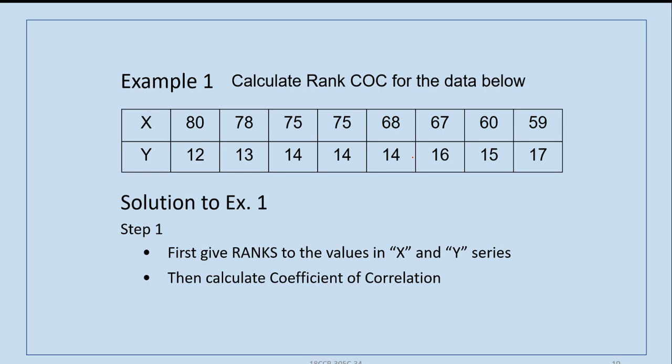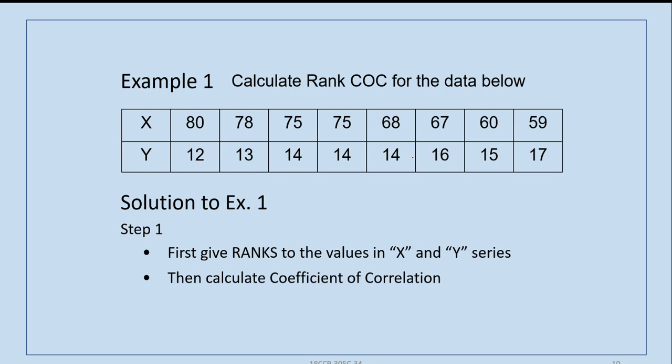So 3, 4, 5 is repeated. The third, fourth and fifth places are repeated, which means we have to take the average of 3, 4 and 5. So 3 plus 4 is 7, 7 plus 5 is 12, and 12 by 3 is 4. So 4 should be assigned to 14. 4, 4, 4.